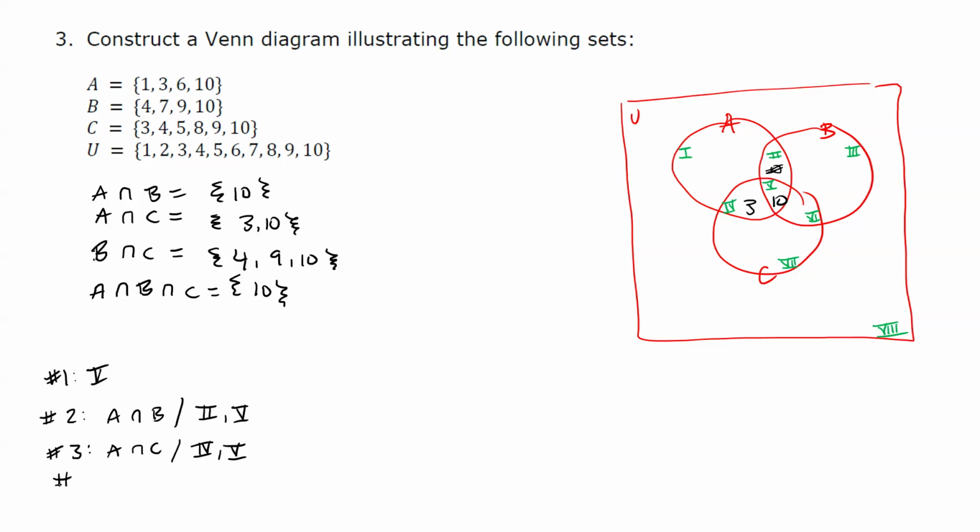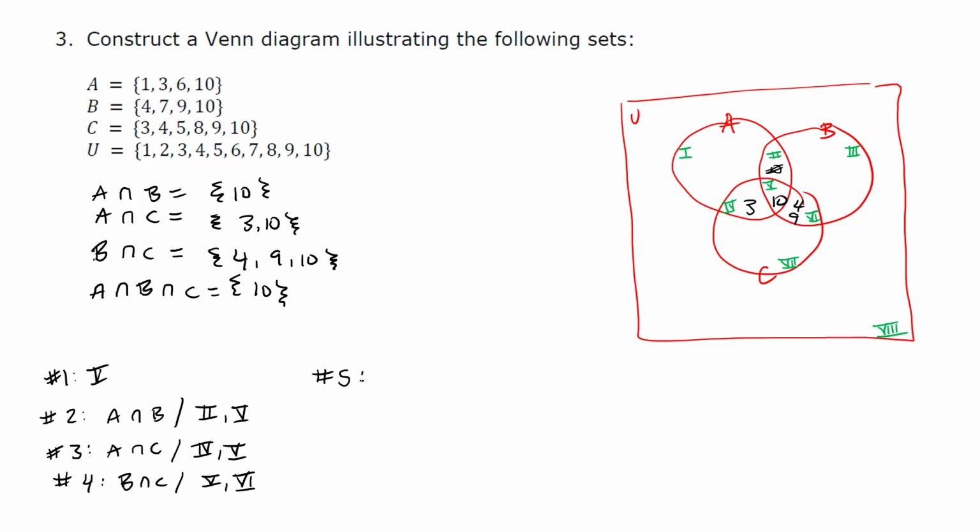And for step 4, we do the intersect of B and C, which would be region 5 and 6. B and C have the numbers 4, 9, and 10. 10 is already there, so I would add 4 and 9.